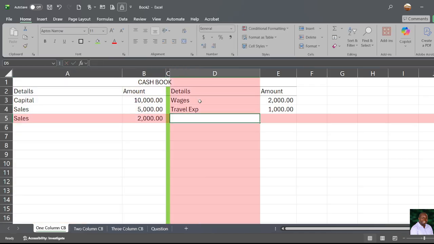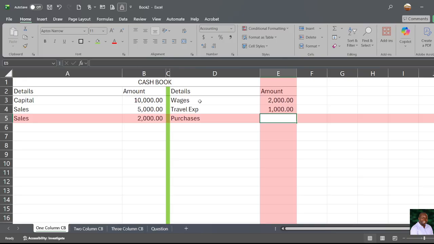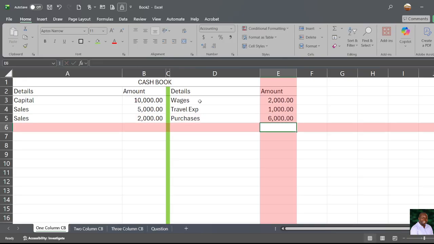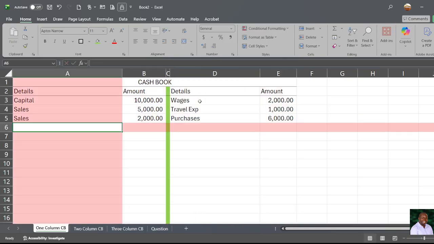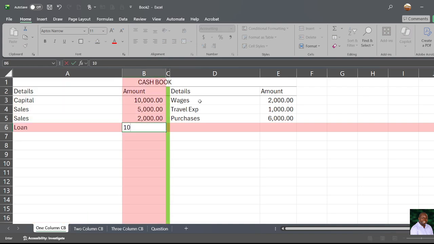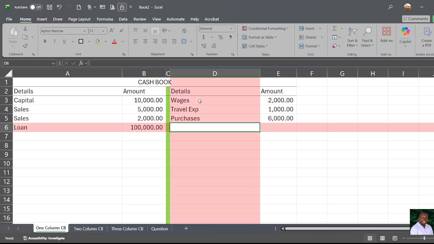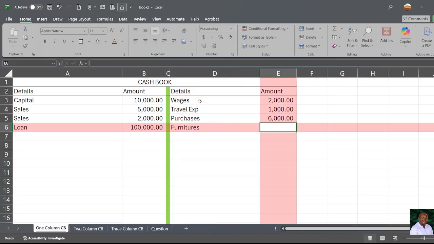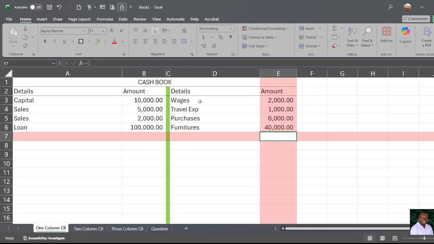Let's assume he made purchases of probably around 5,000 or 6,000. And then he got some additional cash from a loan from the bank. So he got a loan from the bank, another 100,000. Then he probably bought furniture. He bought furniture by cash, and probably he paid 40,000. So we can balance off this account.